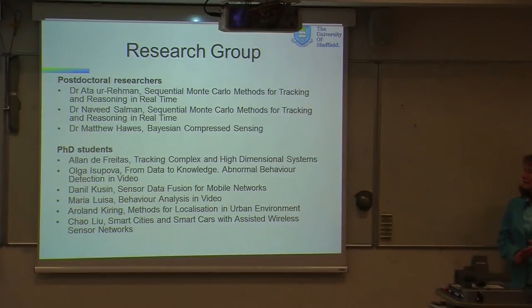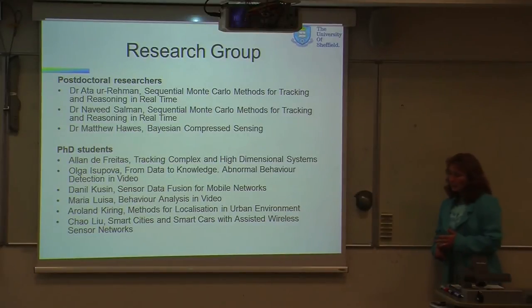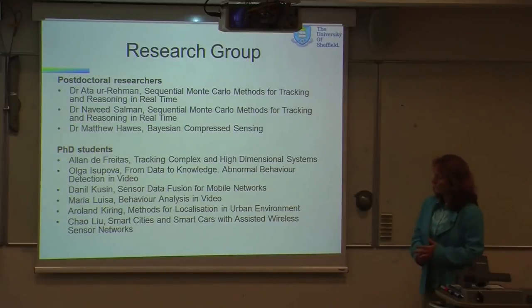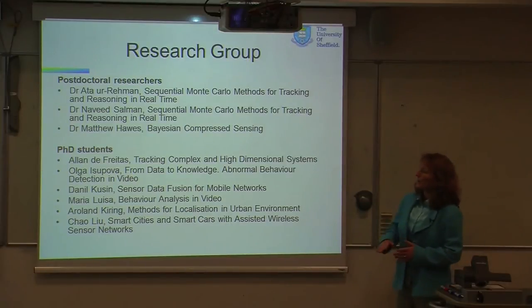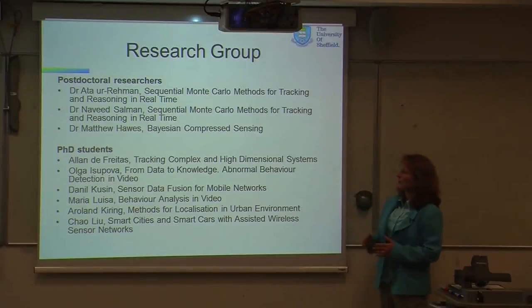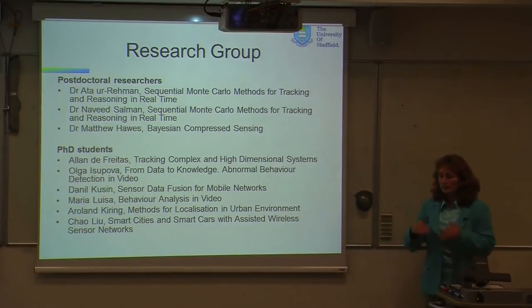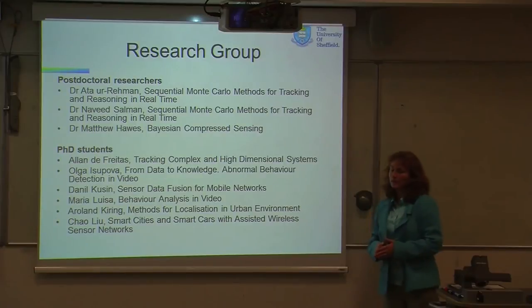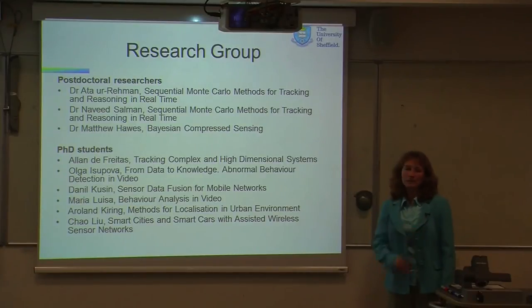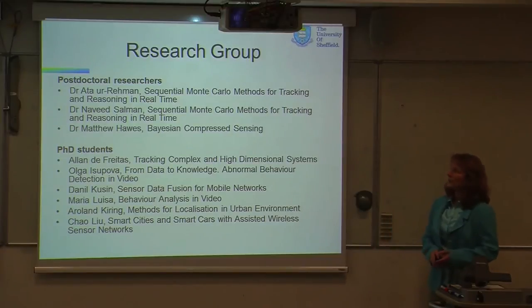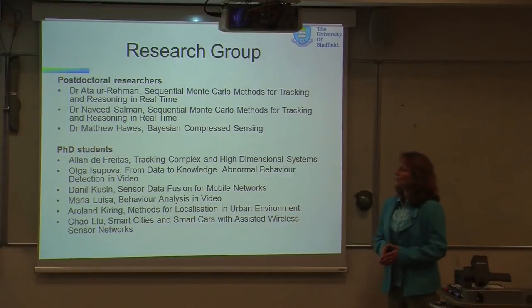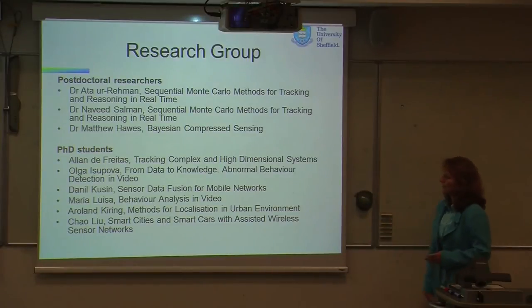Then the second question is, how could we deal with the large volumes of data coming from multiple sensors? One solution is based on the so-called compressed sensing, which is, instead of processing all the data online, we can throw away part of them as they arrive. There is compressed sensing, as you know, which is Donoho's suggested methodology, but Bayesian compressed sensing is different.